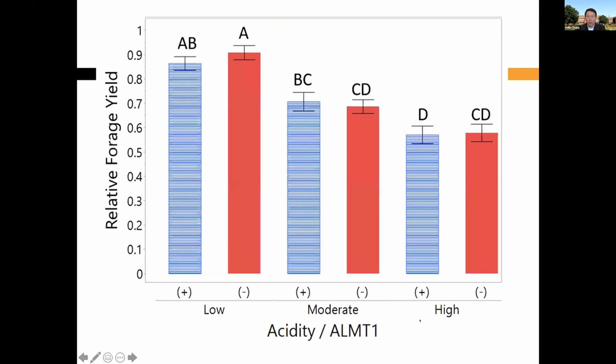For the second year, it showed the same thing. I think those bottom labels are reversed, so I'm sorry for this mistake. But basically, when the pH was higher, the yields were also high. When you get moderate or low pH, the forage yields decreased. However, there was no significant difference between the cultivars with or without the aluminum tolerant gene.